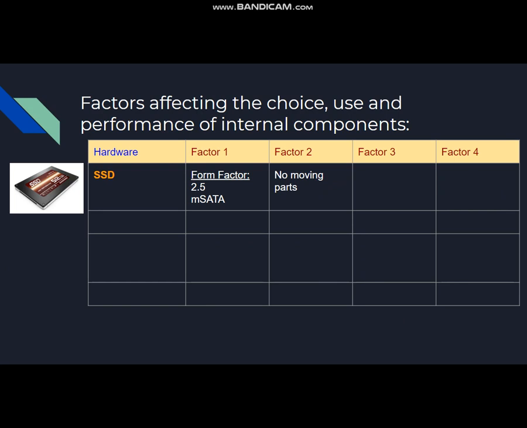They have different form factors. We have the 2.5-inch form factor, which will be used in a laptop or PC, and then the micro SATA one, which is used mostly in portable devices such as a tablet or a mobile phone. And as we mentioned previously, the key factor is that they have no moving parts. Okay, so that covers that lesson.